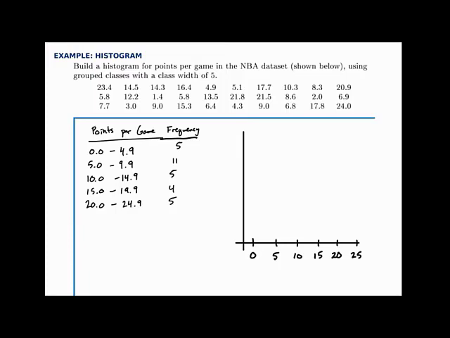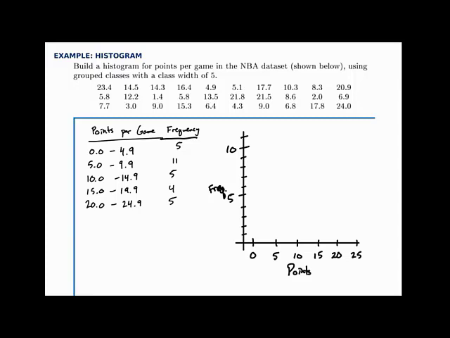Then on the vertical axis, we have the frequency. So here we have the points, here we have the frequency. And the highest frequency we see is 11, so we need to at least go up to 11. So let's have 10 here, then 5. And then we just draw a bar to the right height for each category.